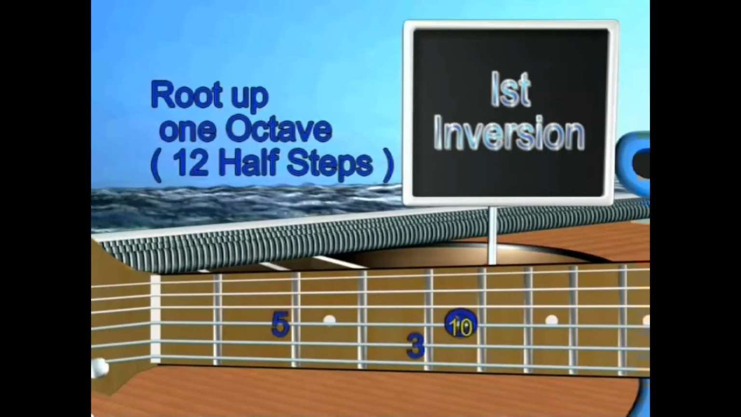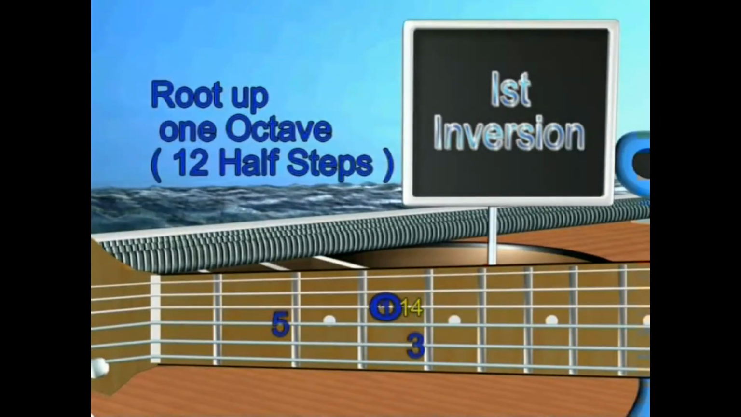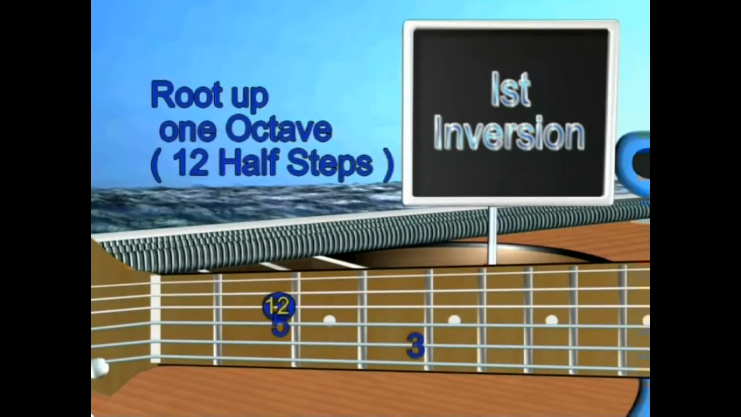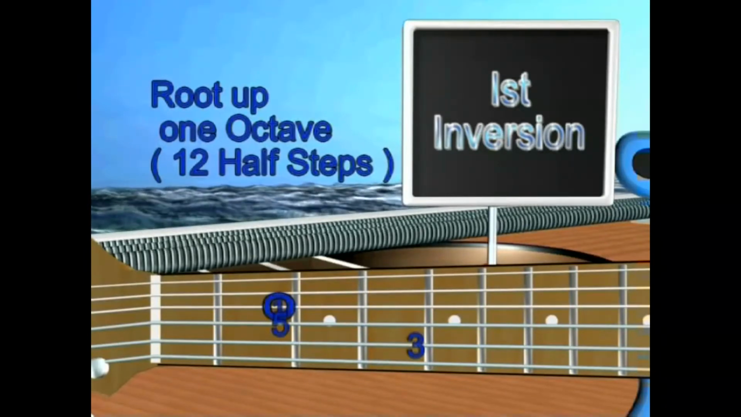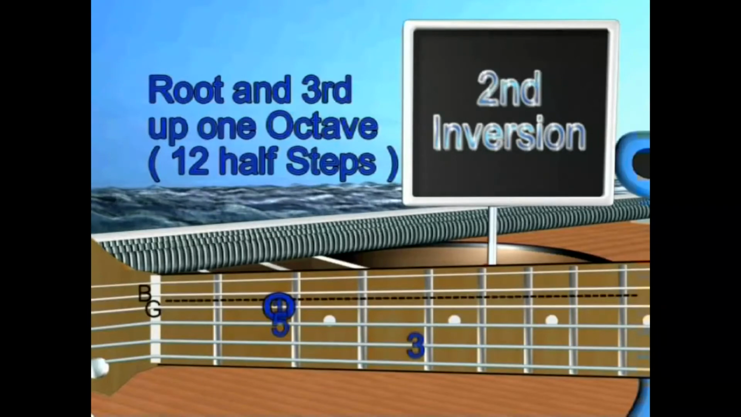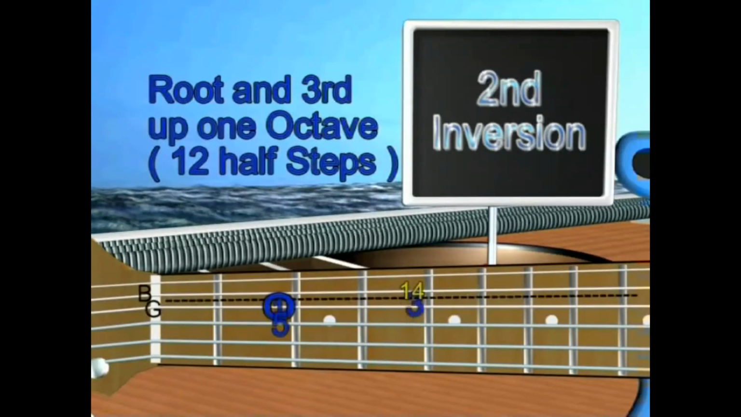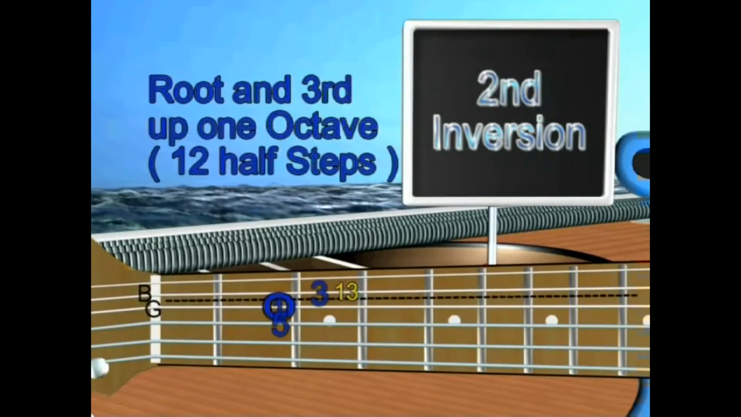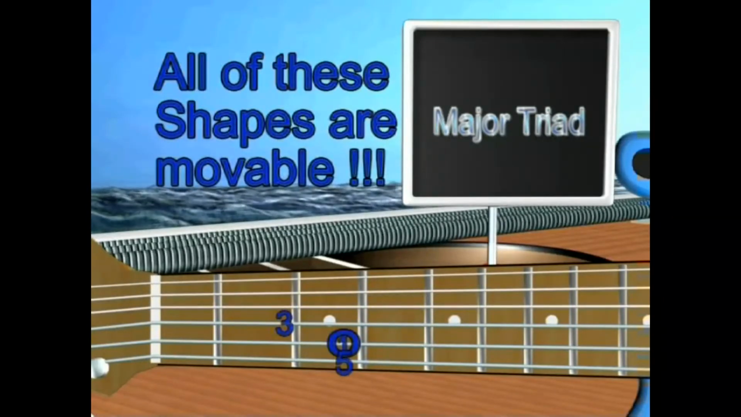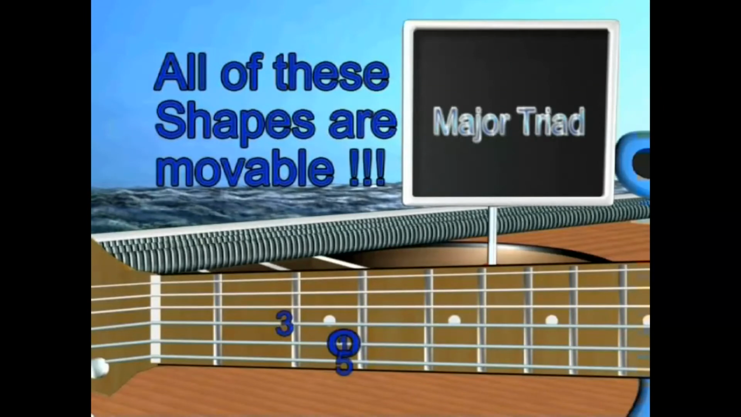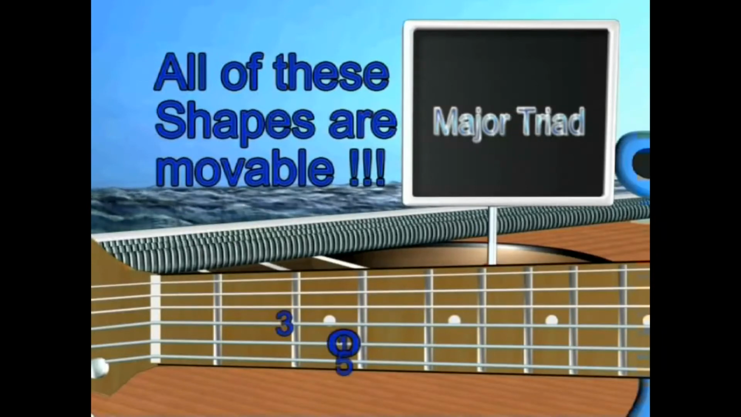By taking the root of the major triad up an octave using the octave shapes, we create the first inversion with the root now the top voice of the chord. By taking the root and the third of the major triad up 1 octave, we build the second inversion. Know where the roots of each chord are. There will be a piggyback fifth and a kitty corner third next to each root as illustrated.